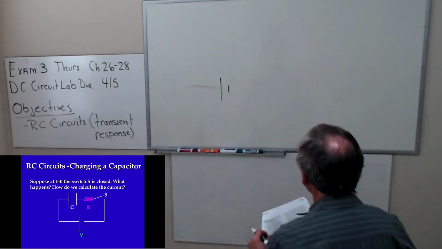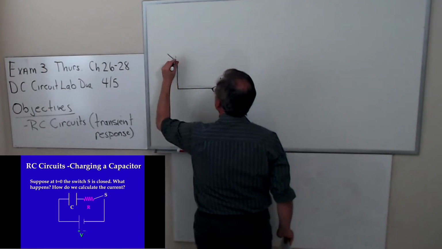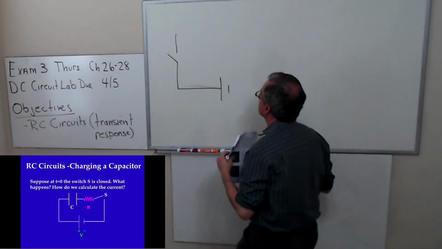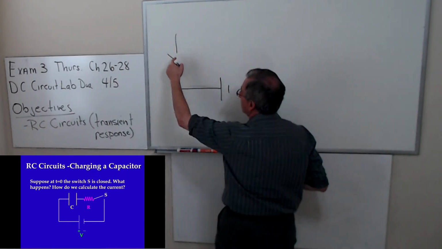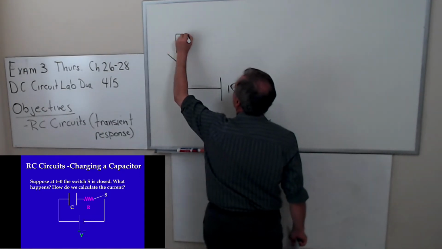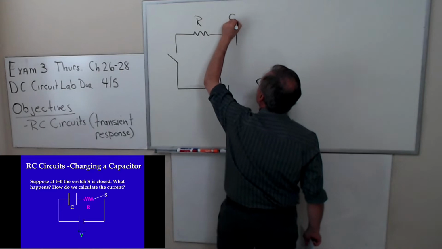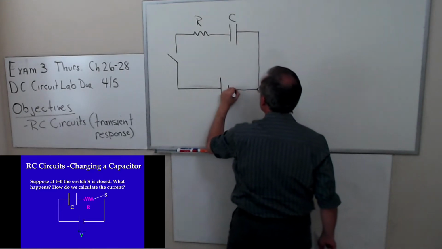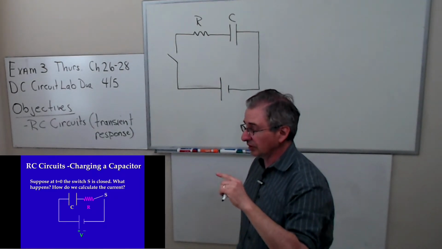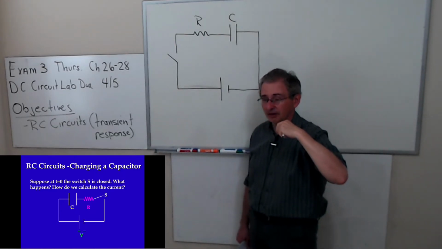So let me draw my circuit. I'm going to put a switch in the circuit. So there's my switch. And when the switch is like that, we say that the switch is open. Doesn't matter where I put the switch, whether I put it here or after the resistor and the capacitor like you see in the figure. Now, have you seen a circuit like this before? Actually, you have. If you remember, I did the demo with the flash bulb, with the 1 farad capacitor. That was an RC circuit.